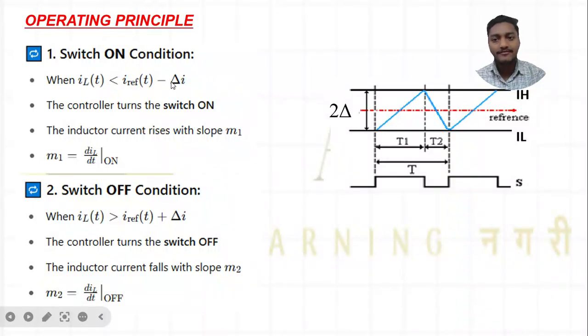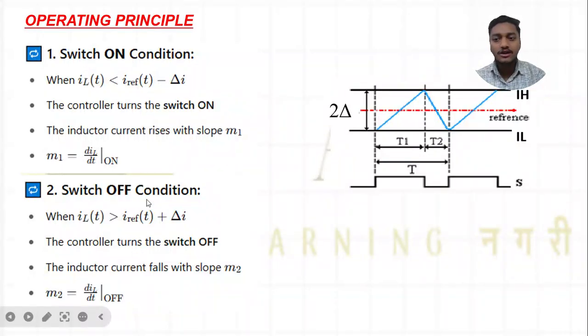When my actual inductor current is lower than the reference minus delta, that is the lower band, at that time I will switch on my MOSFET or switch. The inductor current will increase with the slope M1. Because the inductor is charging, my output voltage will also increase. So by controlling my inductor current, I am making my voltage constant within that particular band. M1 is dIL by dt during the on time. We know how to calculate M1 and M2 for the buck converter, boost converter and buck boost converter.